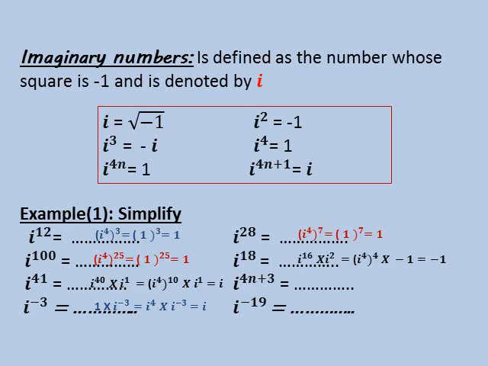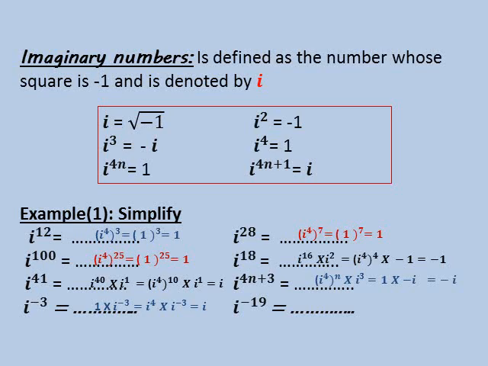The next one, i power 4n plus 3. 4n is a multiple of 4, so i power 4n is 1. The remainder will be i power 3. And as we learned, i power 3 is negative i. So the answer will be negative i.